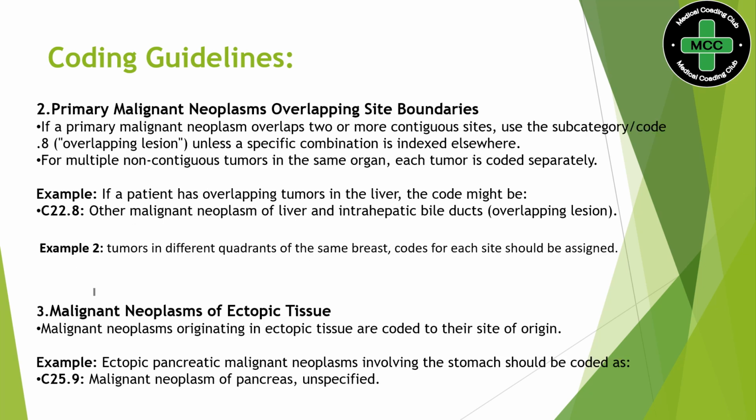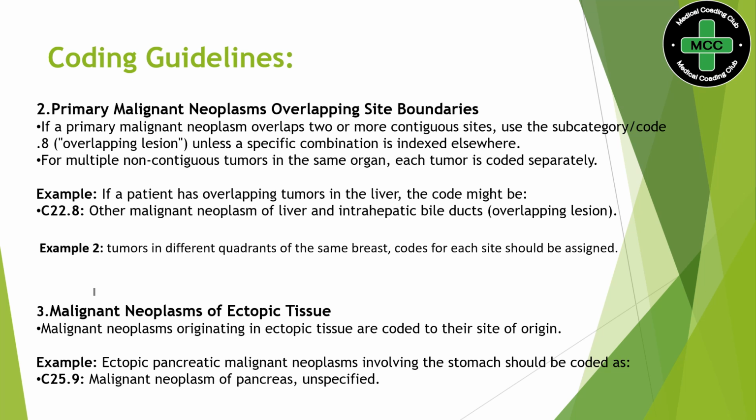Next coding guideline is primary malignant neoplasm overlapping site boundaries. If a primary malignant neoplasm overlaps two or more contiguous sites, use the subcategory code that ends with 8, saying overlapping lesion, unless a specific combination is indexed elsewhere. For example, in breast, if the provider documents the malignancy was found at the 12 o'clock or 6 o'clock position, where it can overlap two quadrants, upper and lower, we assign a single code, C50.812. The 8 series.